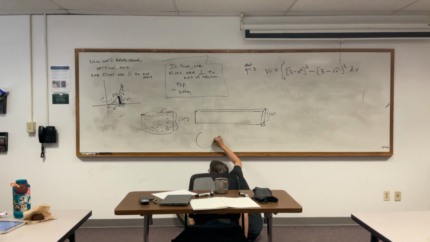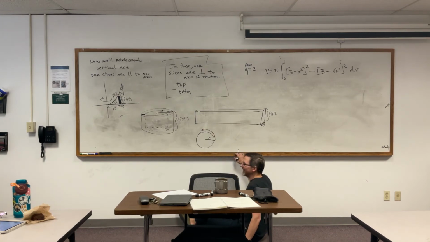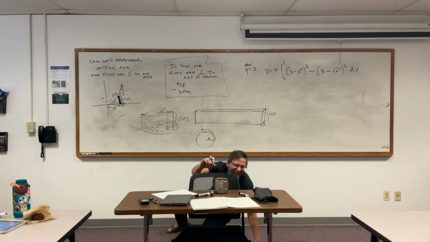We took a circle. So this is the top view now. What if it was a circle of radius r? What is the perimeter? It's 2 pi r. So here, 2 pi x sub i.